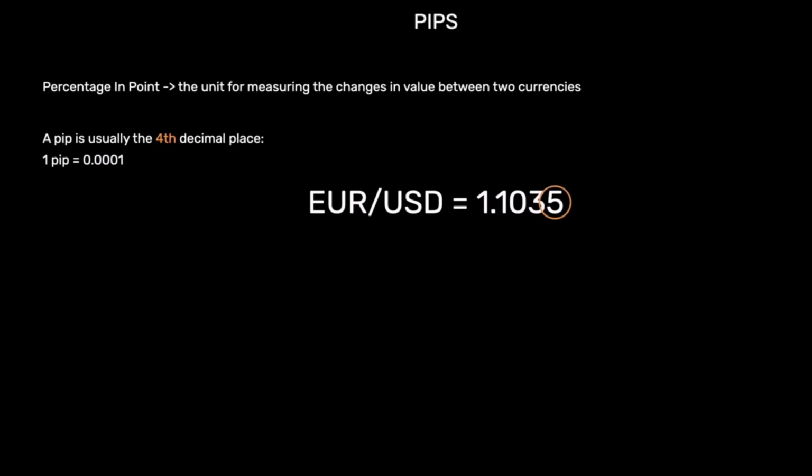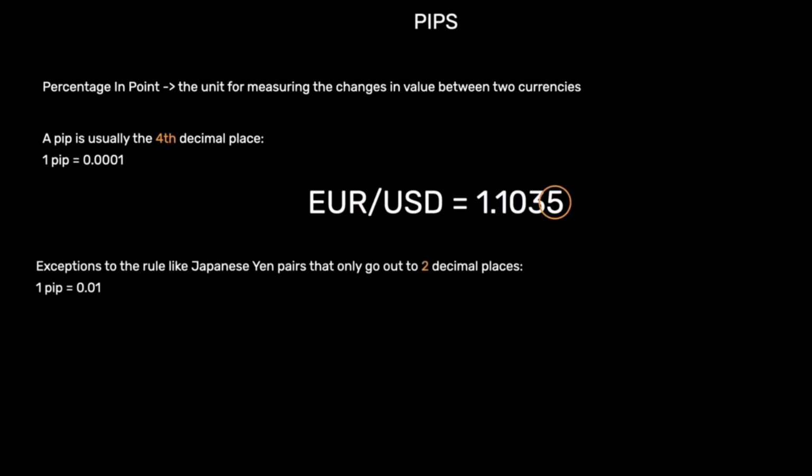0.0001. Now, it gets a little bit tricky because there are some exceptions to the rule, like the Japanese yen pairs, because they only go out to 2 decimal places. So in that case, 1 pip is equal to 0.01. Right, so you can see the subtle difference there. But it's just the yen pairs really that do that.